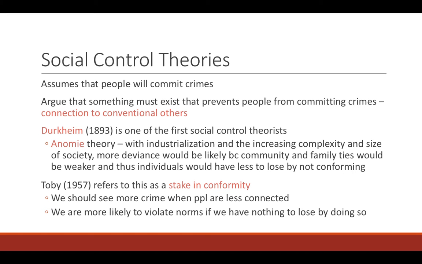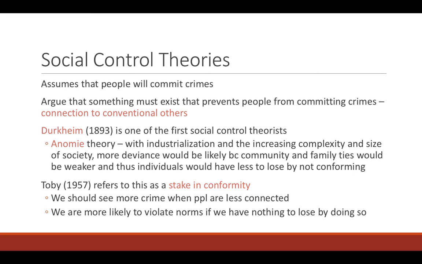Social control theory assumes that people will commit crimes. And if you recall, social control theory is trying to explain why some people don't commit crimes. So something has to exist that prevents people from committing crimes. And generally, this is our connection to conventional other people. So Durkheim in 1893 is one of the first social control theorists, and he talks about anomie. And he basically talks about anomie as a state of normlessness.